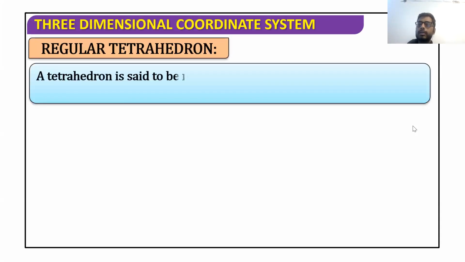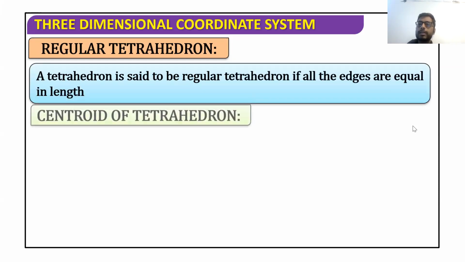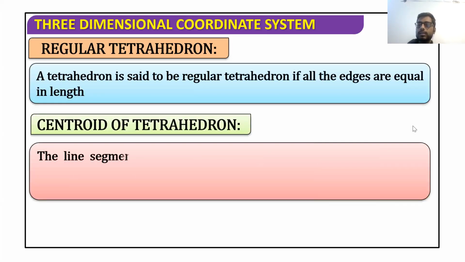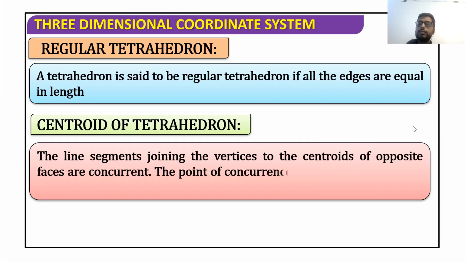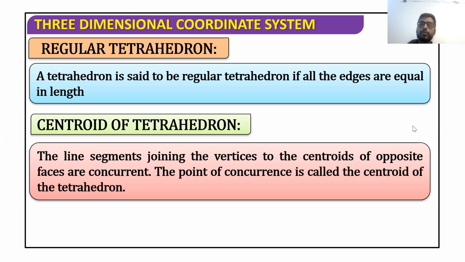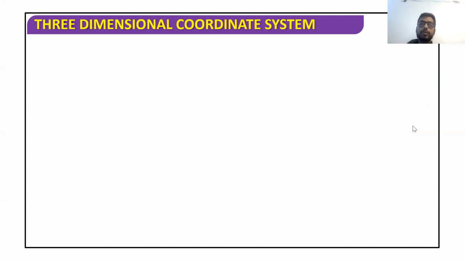A regular tetrahedron is when all the sides of your tetrahedron are equal. For the centroid of a triangle we have the formula x1, x2, x3 upon 3. For the centroid of a tetrahedron, the formula is x1, x2, x3, x4 upon 4. So add all the x coordinates. As there are 4 vertices, you'll have to add x1 plus x2 plus x3 plus x4 and divide that by 4.